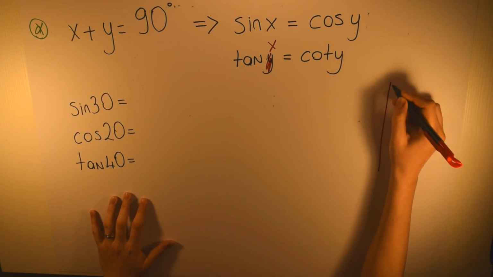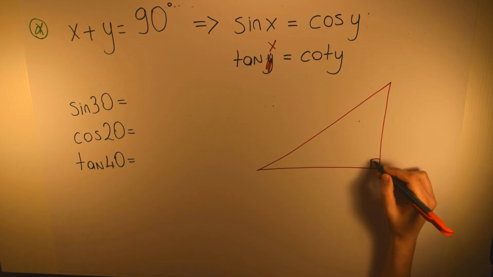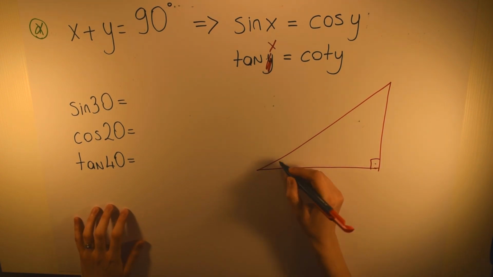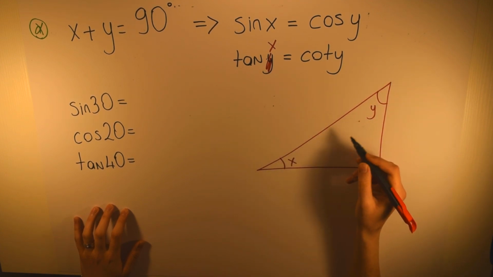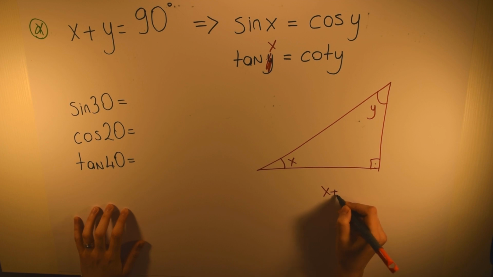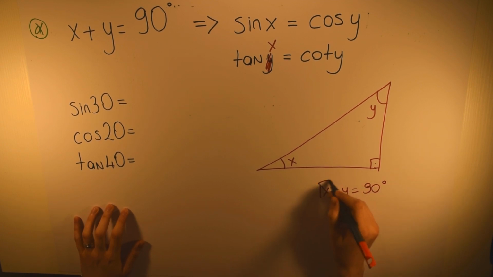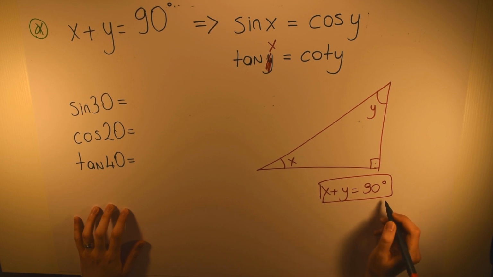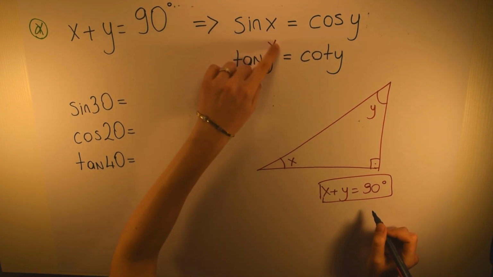So if we say that this is our right triangle, since it has 90 degrees, this x and y, the sum has to be equal to 90 degrees, right? So I want to show you why these are equal to each other.